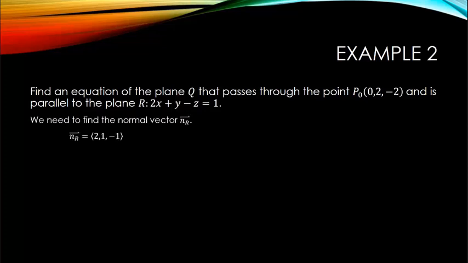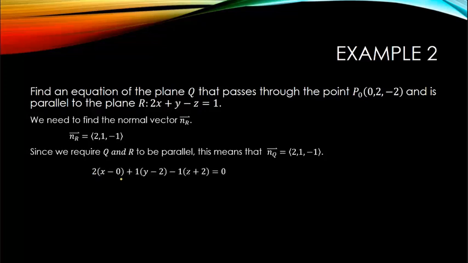To find my vector n sub r, I simply pull the coefficients off of the variables in my equation for the r plane. N sub r has the components 2, 1, -1. And since we require q and r to be parallel, it means that my normal vector n sub q has to have the same components. So I have to have n sub q equal to the components 2, 1, -1. This is my a, b, and c, which I plug into my equation.